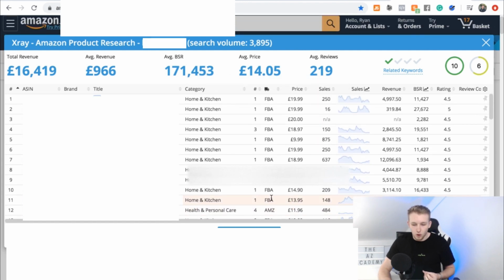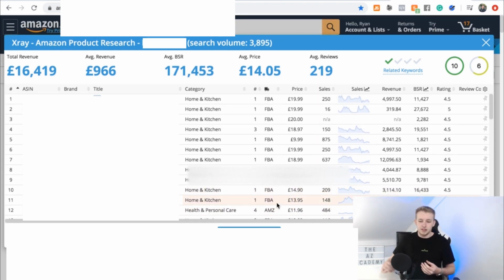Now, I'll go over again why this is such a good sign. It's because that shows that there are a bunch of people just like you and me selling this product and obviously making a good profit. Otherwise, they wouldn't be doing it. It also shows us this product is probably small and light. Otherwise, they wouldn't be FBA, they'd be FBM or MFN.